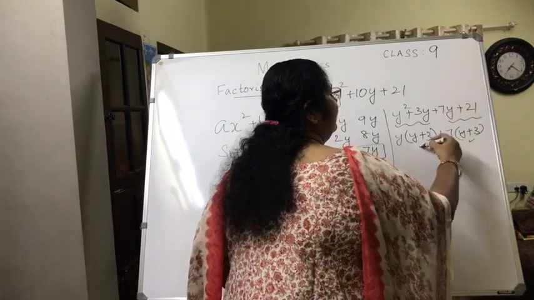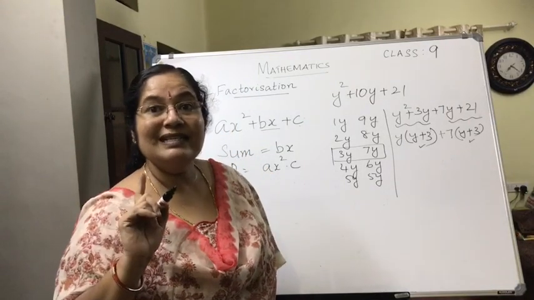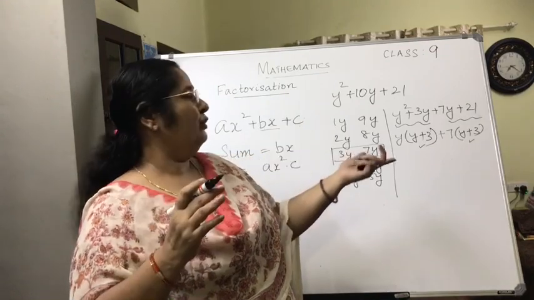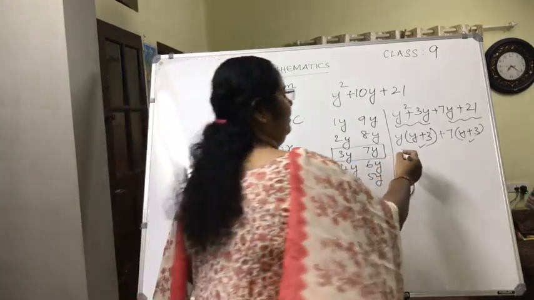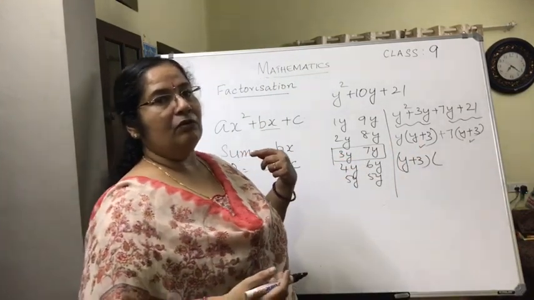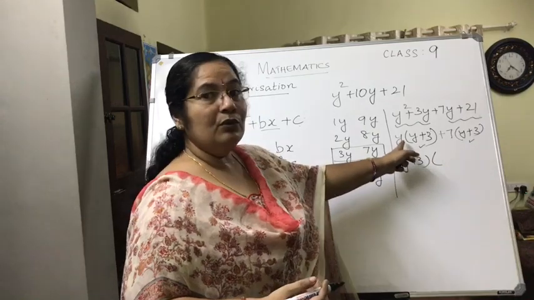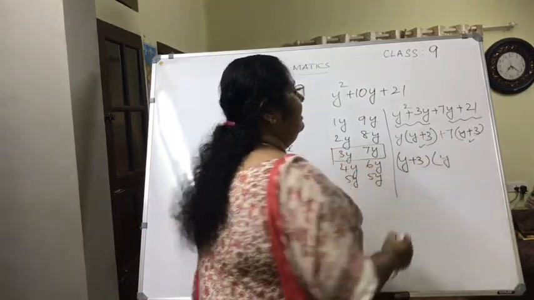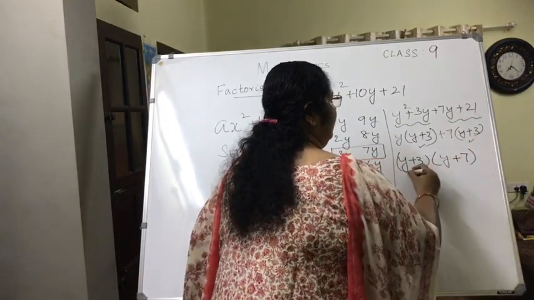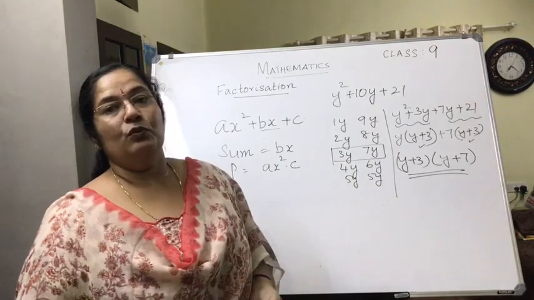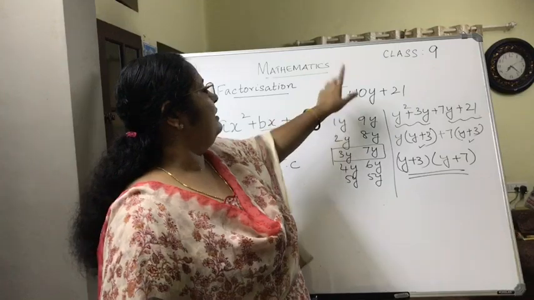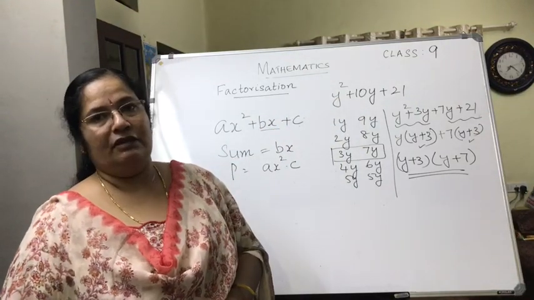So as I told you, see here, you are getting both the same. So now you have got y plus 3 common. Again what I will do is, you are going to take the common one out. So y plus 3 is common. What remains if you take y plus 3 out? Y plus 3 into y. So you are taking this y here. Here y plus 3 into what? 7. So it will be y plus 7. So y plus 3 into y plus 7 will be the factorized form of y square plus 10y plus 21.